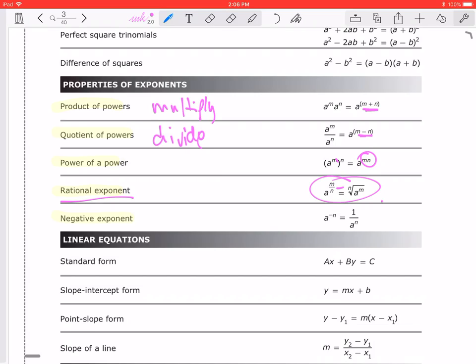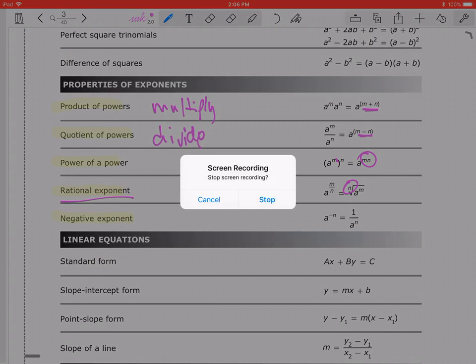Rational exponent gives us our rules here. A to the power of m over n. If I were to take that to radical form, whatever's in the denominator ends up being the root of whatever you're taking the radical of. That's the index term.